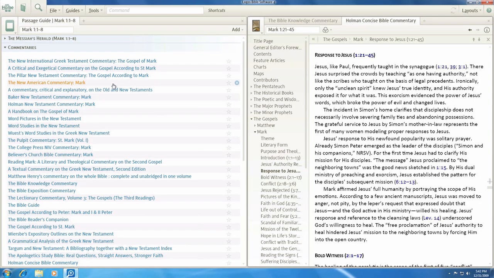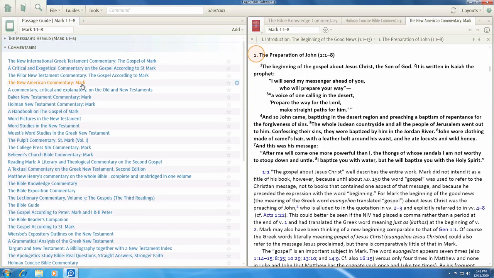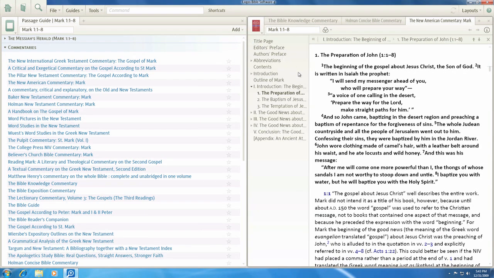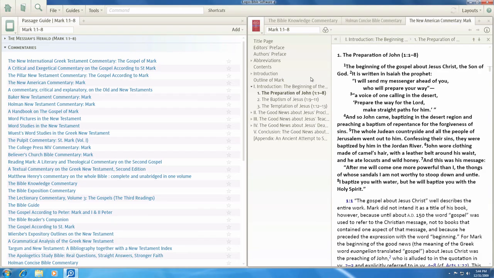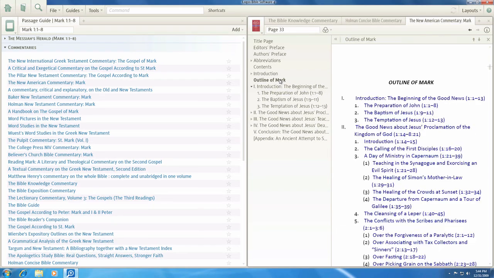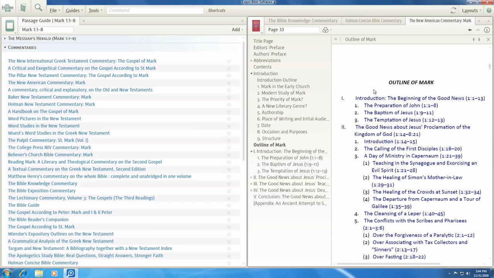So let's look at the New American Commentary on Mark. And let's start out first by looking at how the content of this book is organized. Notice that there are no other books of the Bible included here. All the contents focus around an outline for this one specific book. Unlike the Bible dictionaries and single-volume commentaries, there is an outline here. And this outline seems to be centered around this phrase, good news. The good news about Jesus' proclamation of the kingdom of God.